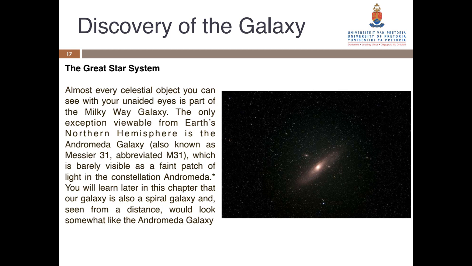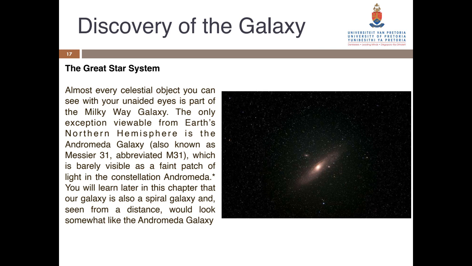Almost every celestial object you can see with your unaided eyes is part of the Milky Way galaxy. The only exception, viewable from Earth's northern hemisphere, is the Andromeda Galaxy, also known as Messier 31, abbreviated M31, which is barely visible as a faint patch of light in the constellation Andromeda. You will learn later in this chapter that our galaxy is also a spiral galaxy, and seen from a distance would look somewhat like the Andromeda Galaxy. So you can actually see the Andromeda Galaxy from the southern hemisphere as well.